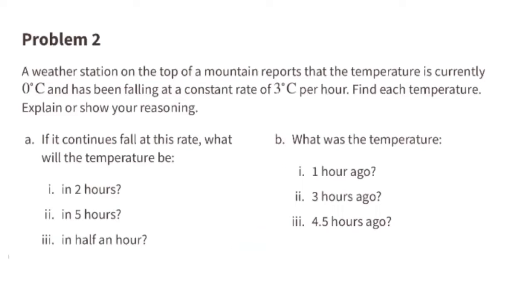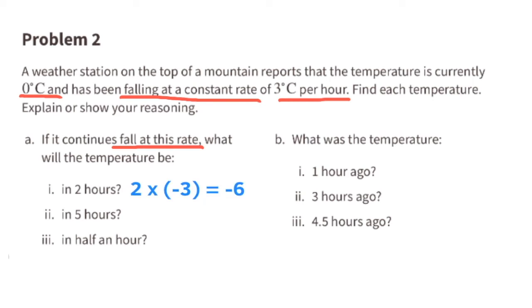Problem number 2. A weather station on top of a mountain reports that the temperature is currently 0 degrees Celsius and has been falling at a constant rate of 3 degrees Celsius per hour. Find each temperature. Explain or show your reasoning. A. If it continues to fall at this rate, what will the temperature be in 2 hours? 2 times negative 3 is negative 6, so we can subtract 6 from 0. The temperature in 2 hours would be negative 6 degrees Celsius.